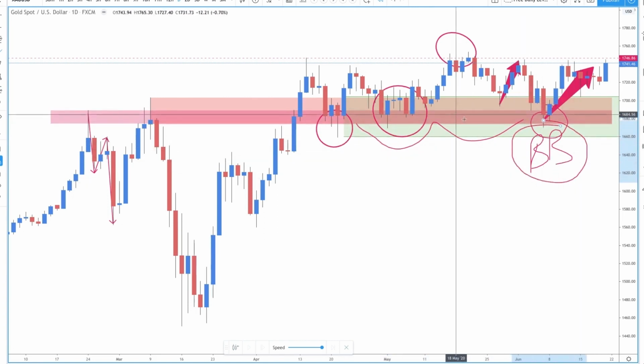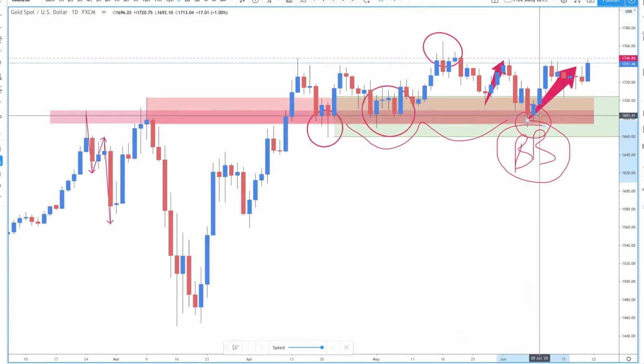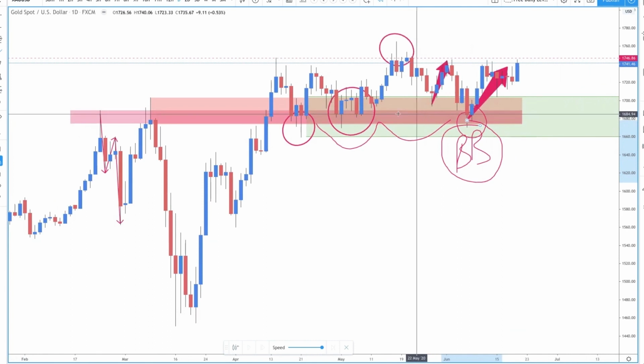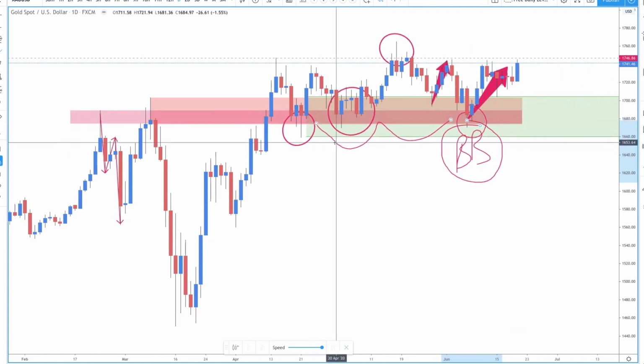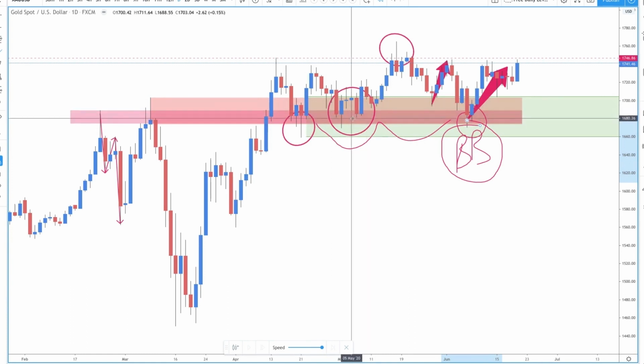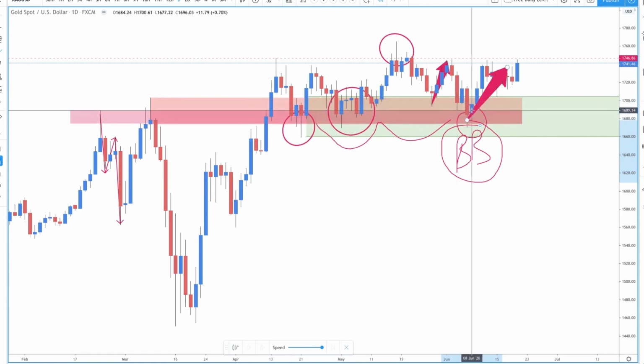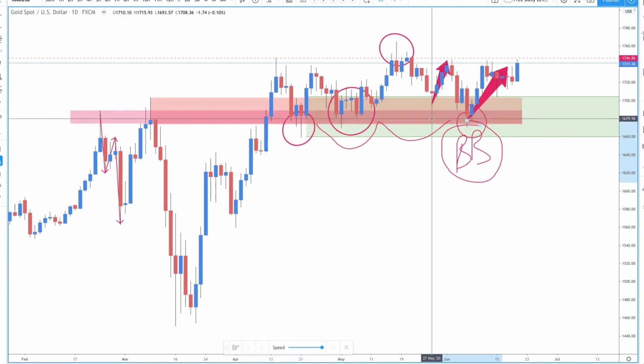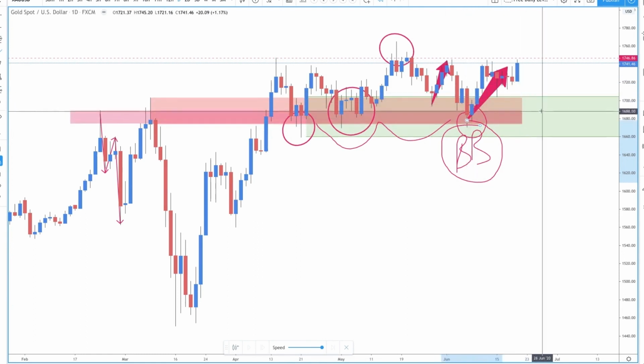I must add a caveat to this though, is that the more a level is touched, the weaker it becomes. So what you really want to get involved in is the fresher areas of demand. Fresh areas of demand, first areas, are the best areas to look for buy trades. The more times, three to four touches of a level, the less successful, or the chances of success it actually becomes, and you can backtest that if you want to.